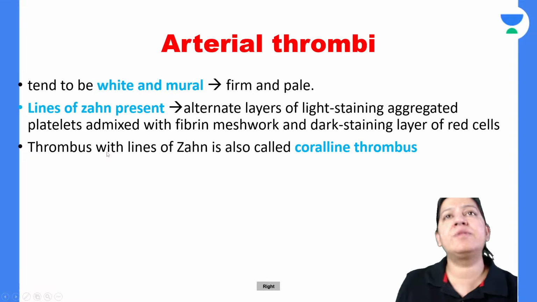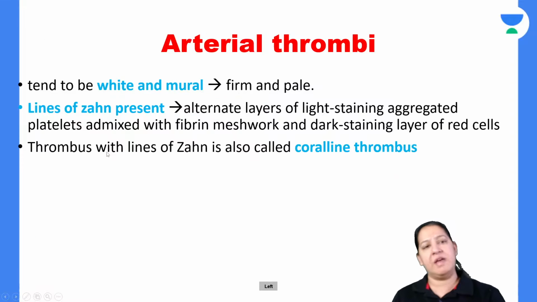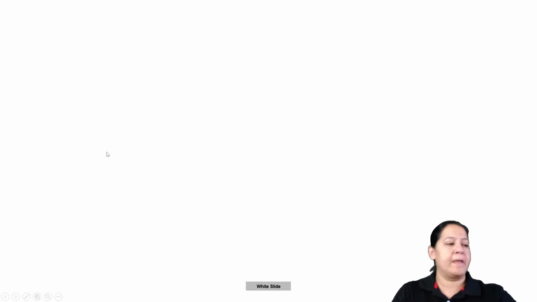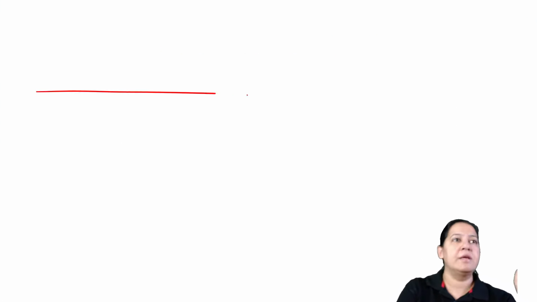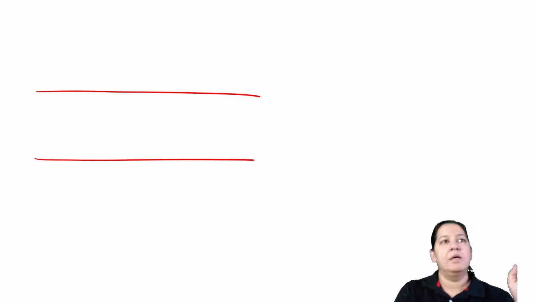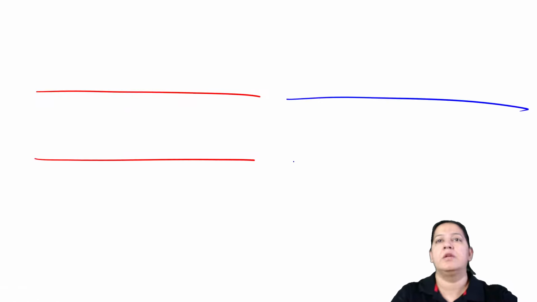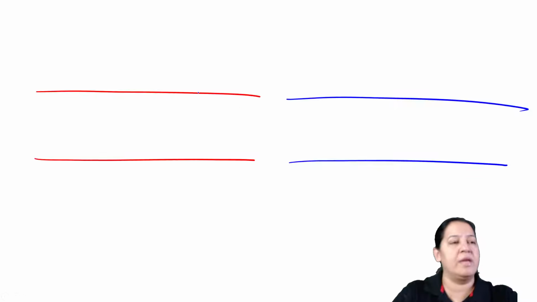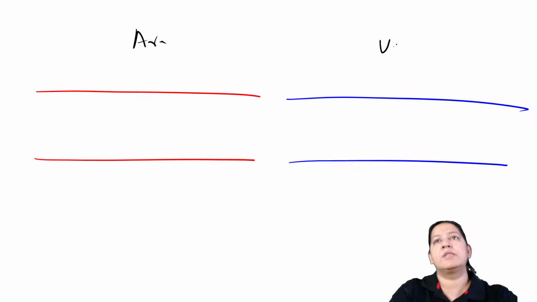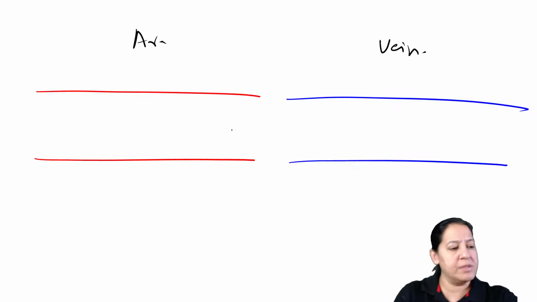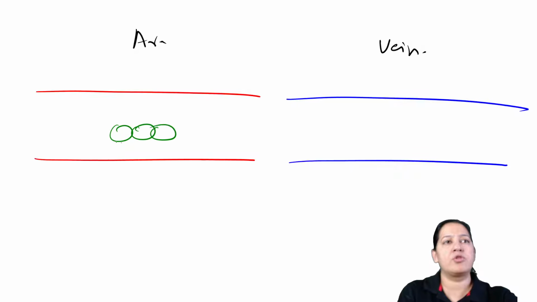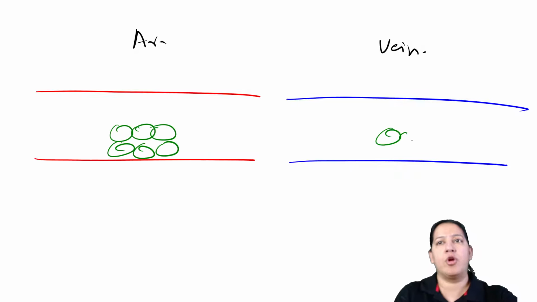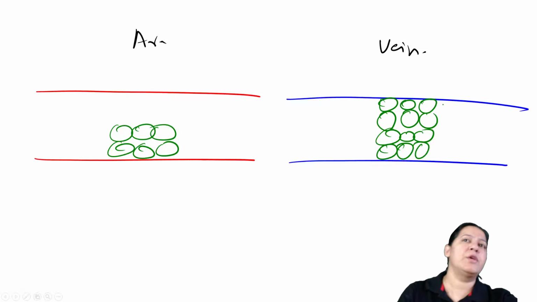Okay, grossly, if you see the arterial thrombus or venous thrombus, I will draw the two diagrams for you. This is an artery. Let me draw a vein. This is a vein. You can see one is the artery, one is the vein. Let me draw a thrombus here also. So this is the thrombus here, and this is the thrombus here. So what are the differences you can see?